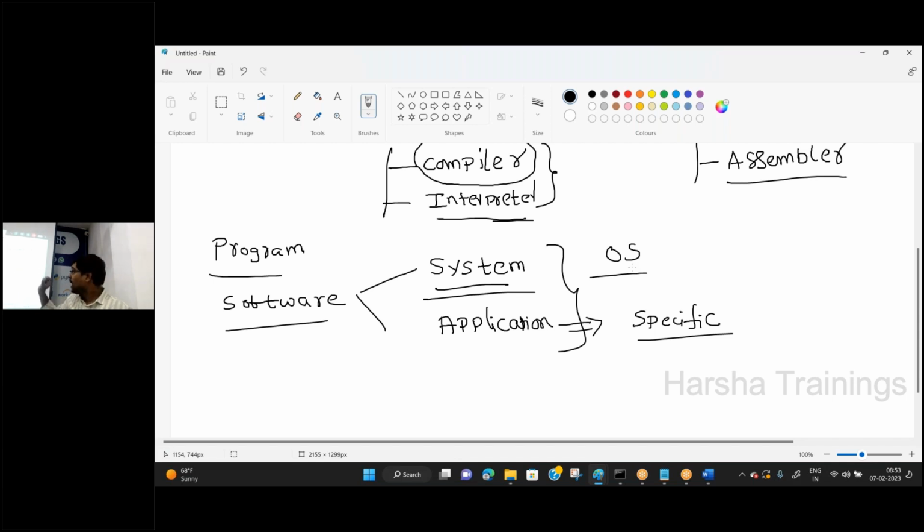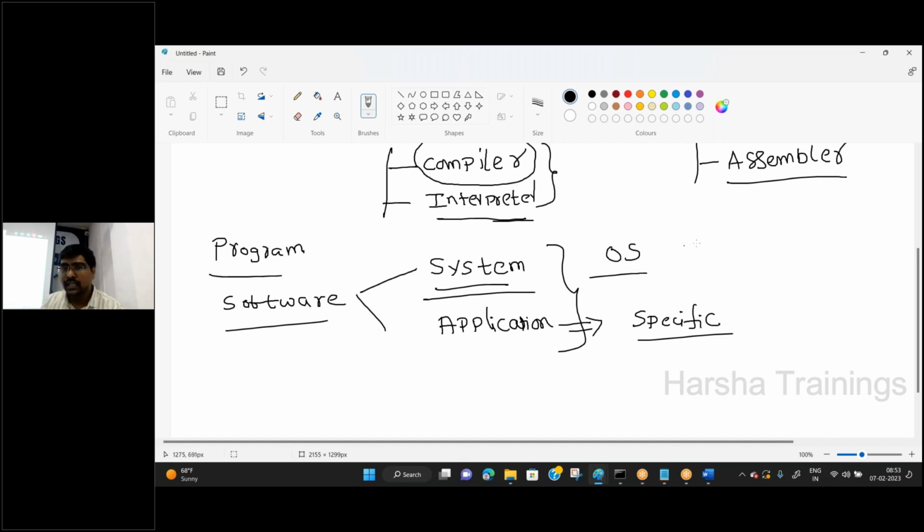Remember, the operating system is a system software. Only by using system software are we running the application software. Yes or no? Without an OS, can any project run? Without an OS, is any software installed in your system? 100% no. So the OS is a system software, and system software is used to design application software.